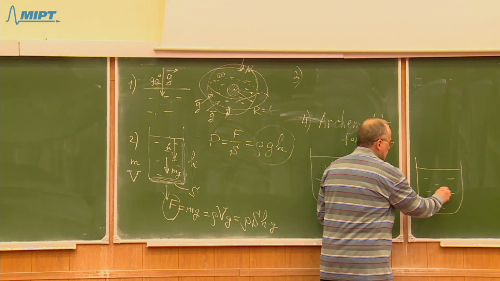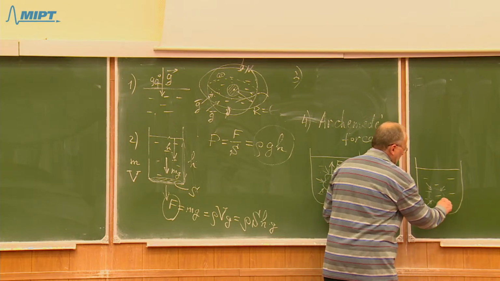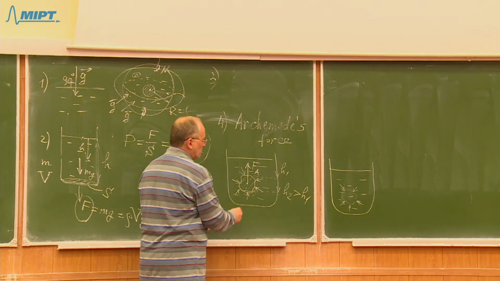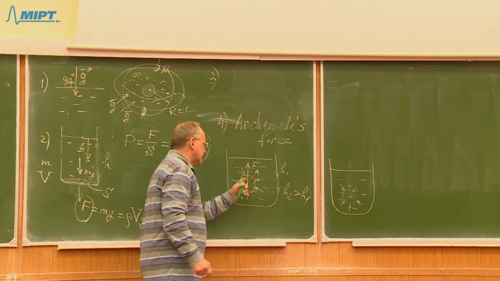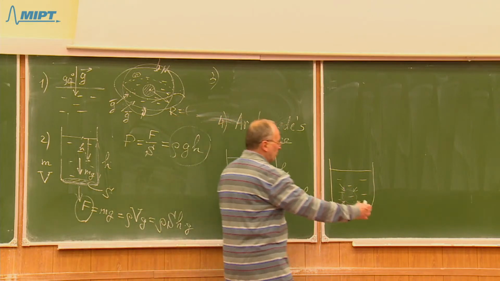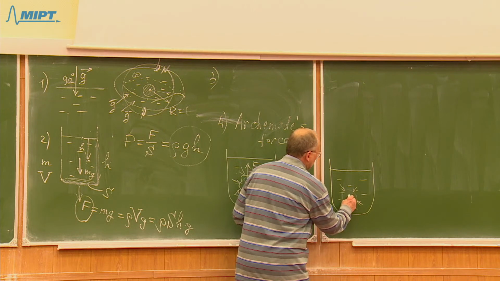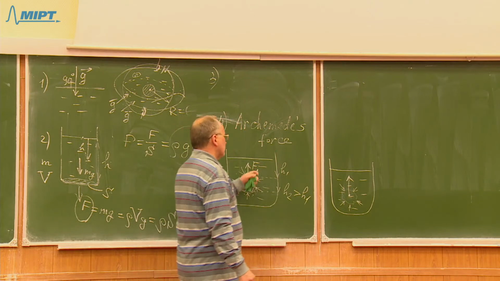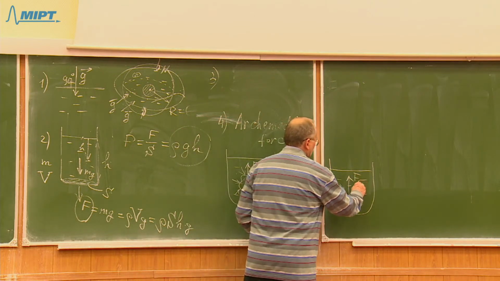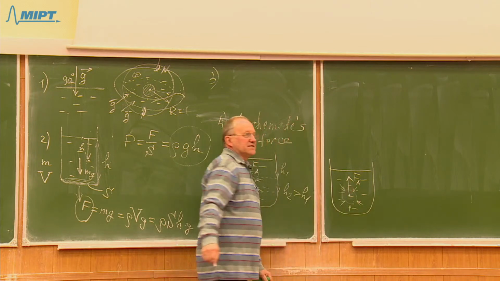Therefore, all the pressures from the liquid on this imaginary volume will be the same as before, because the shape of the volume under consideration is the same as before. So all the forces of pressure will be the same. And therefore, the force acting on this imaginary volume of liquid will be the same. It will be the same force, the Archimedes force. But this volume of liquid is at rest.